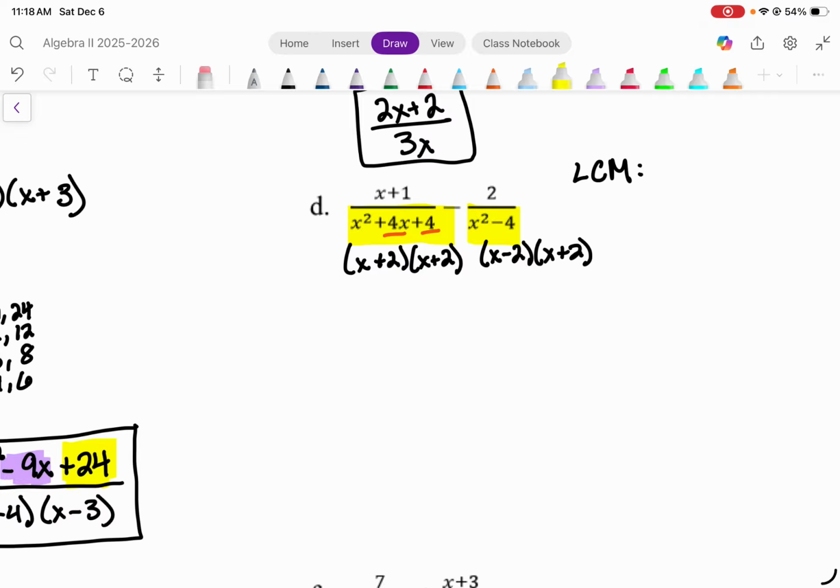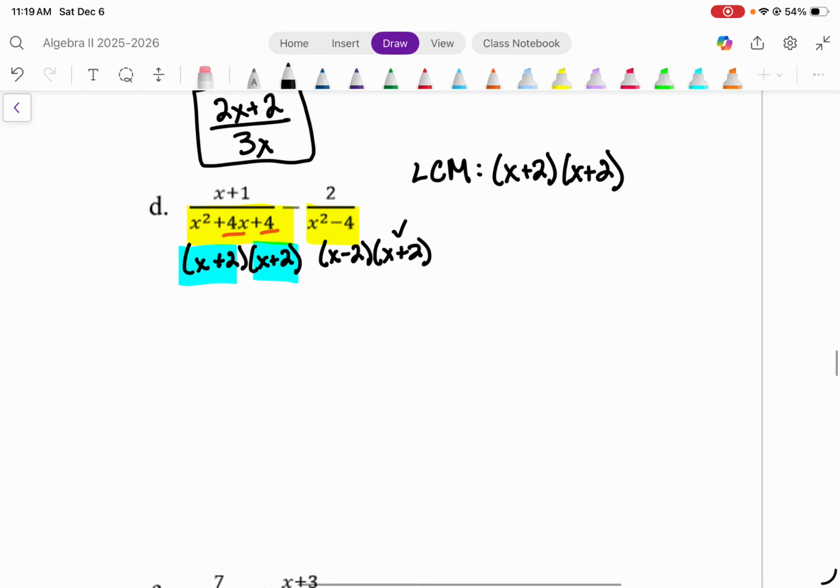So then we are going to find our LCM. So our first fraction has x plus 2, two of them. So x plus 2 times x plus 2. Now we have already got the x plus 2 covered from the second one, but we'll need an x minus 2. And that will be our common denominator.